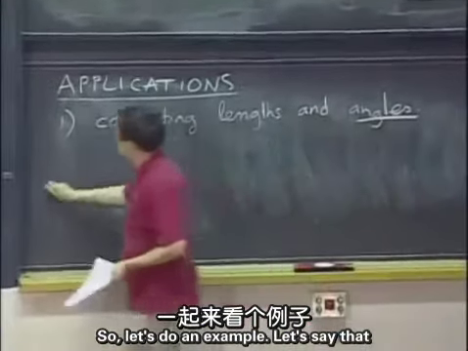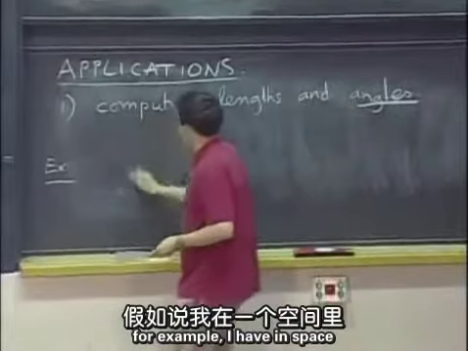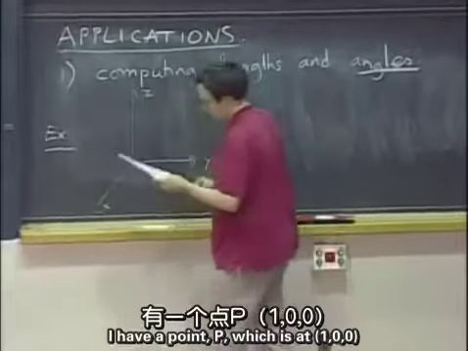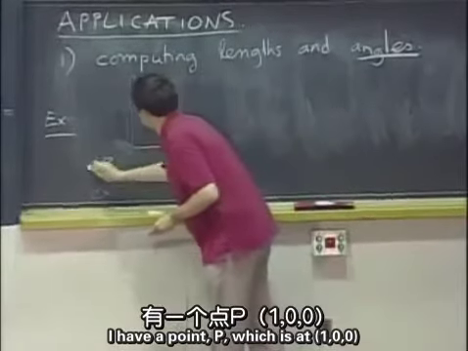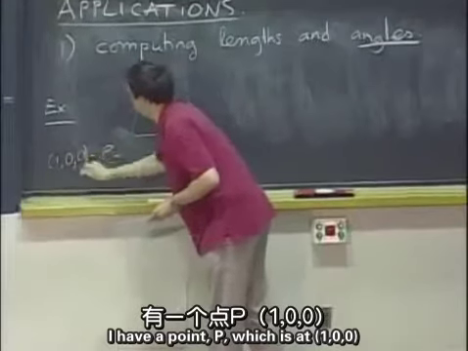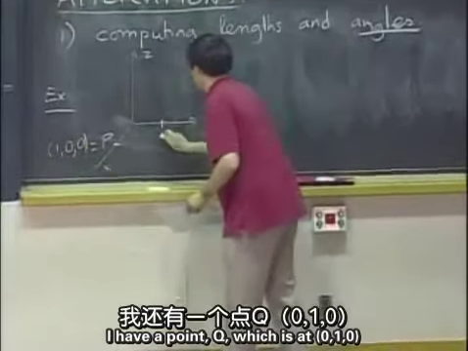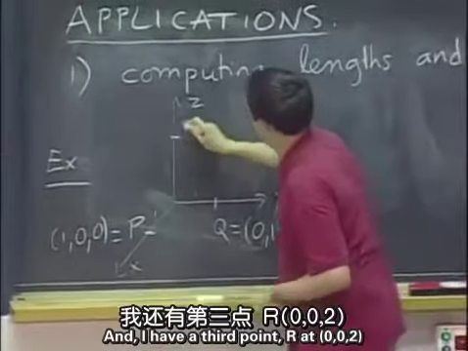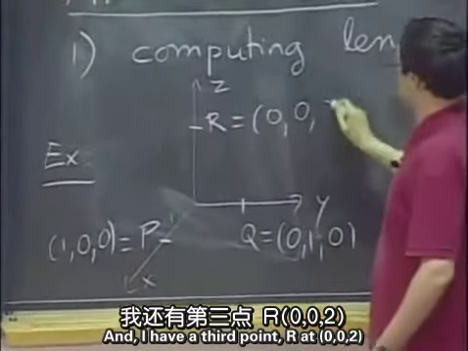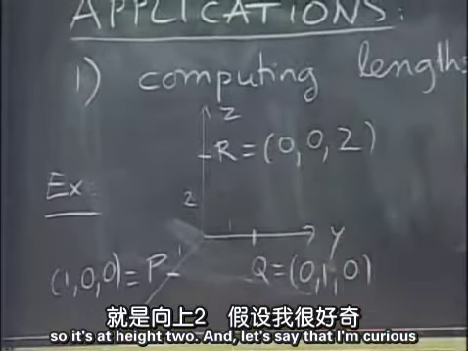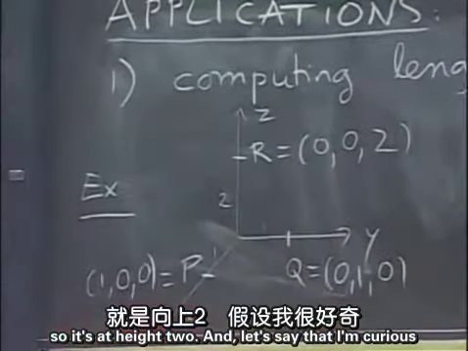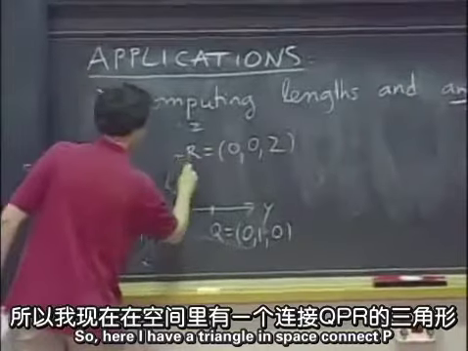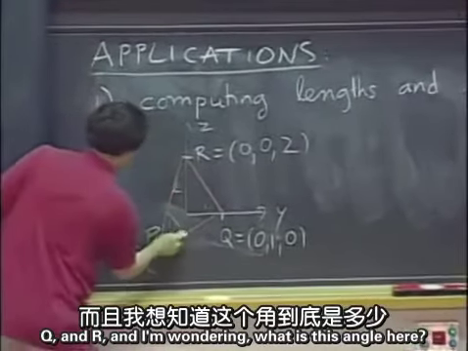So let's do an example. Let's say that I have in space a point P, which is at 1, 0, 0. I have a point Q, which is at 0, 1, 0. So it's at distance 1 here, 1 here. And I have a third point R at 0, 0, 2. So it's at height 2. And let's say that I'm curious and I'm wondering what is the angle. So here I have a triangle in space connecting P, Q, and R, and I'm wondering what is this angle here.